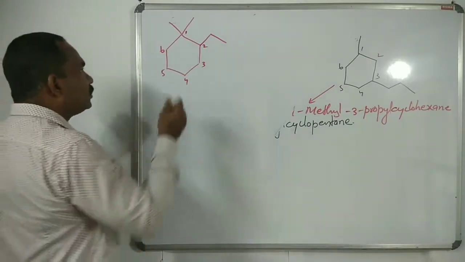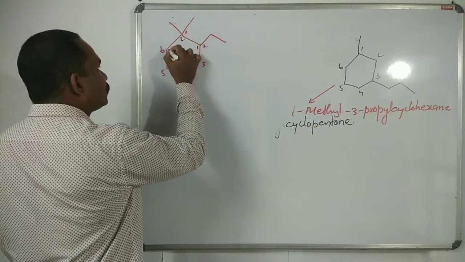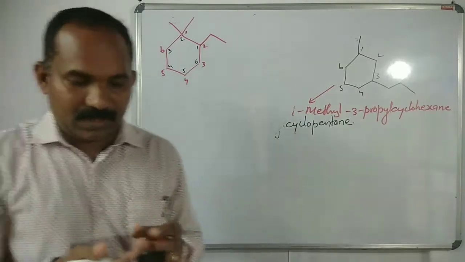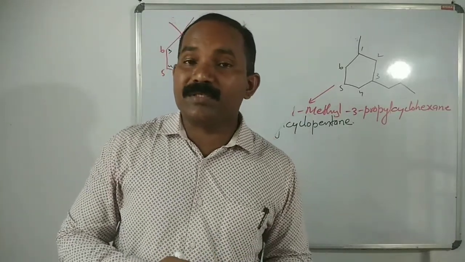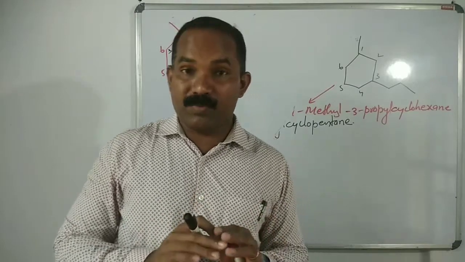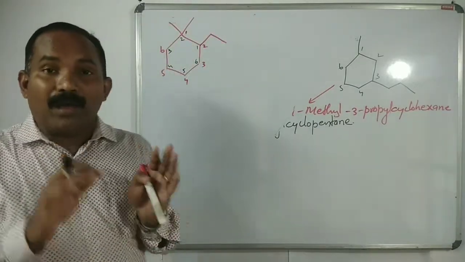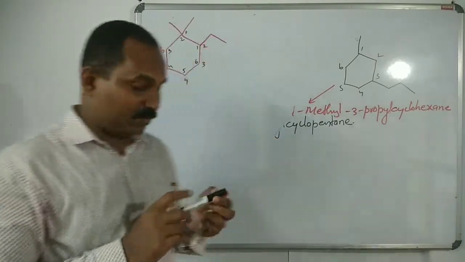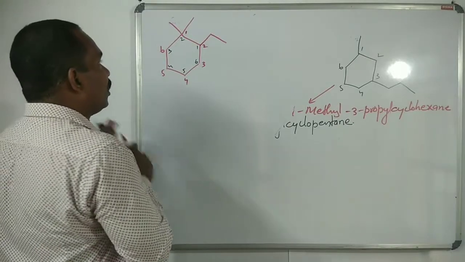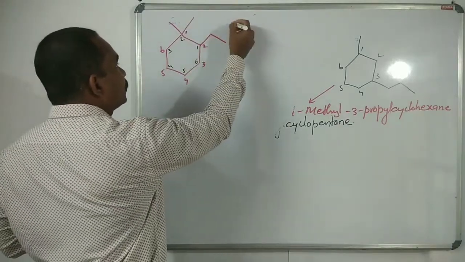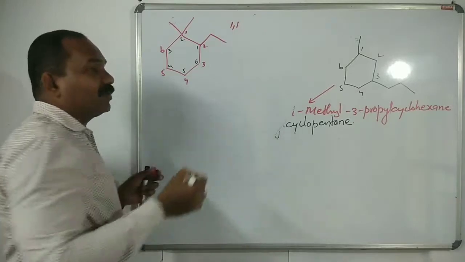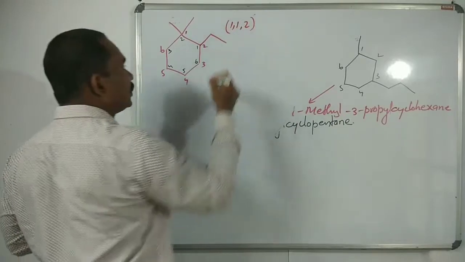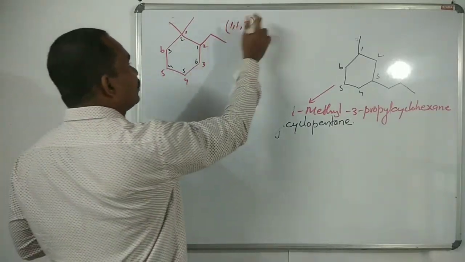Another, 1, 2, 3, 4, 5, 6. Here the substituents are not in identical positions because the lowest sum rule must be applied before the identical position. Let's take the lowest sum rule. This carbon is 1. So the first carbon contains 2 substituents and the second carbon contains 1 substituent. What is the sum? It is 4.